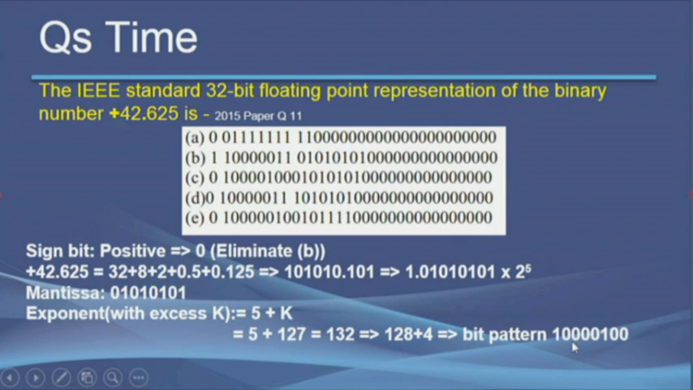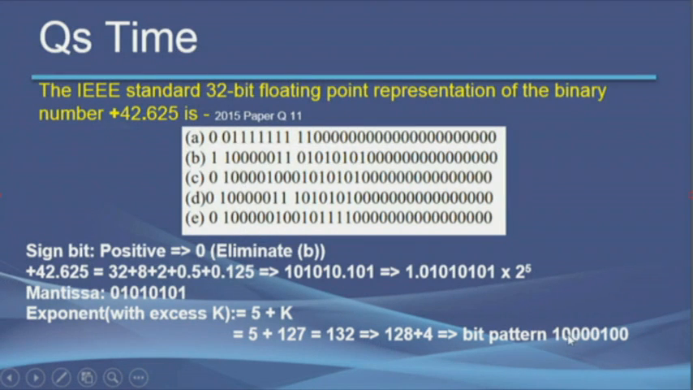So then you can see this should be the exponent representation, the sign bit should be 0, and the mantissa should be this. So let's find out the answer. You can see we can eliminate D, it is not the exponent representation. Here we can see 1000 and then 100, and here 10000 and again 010. No, it is not the answer.